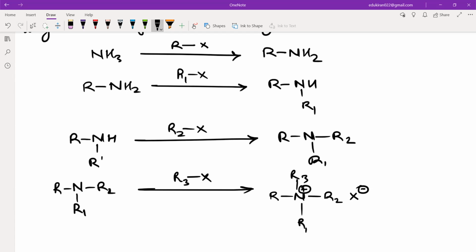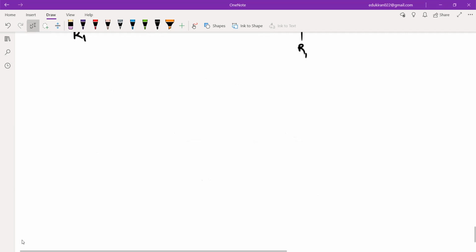I hope this is fine. Yes or no? Yes, sir. Yes, right. We have done this earlier also. Okay, so this is all about alkylation. Then you have another reaction which is known as acylation. Next, that is the acylation reaction.